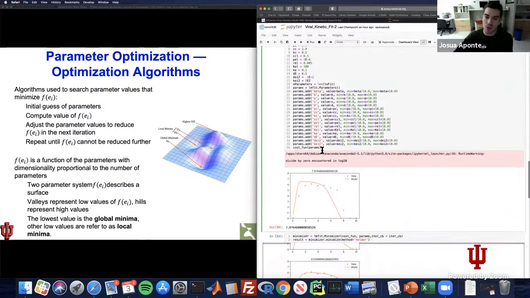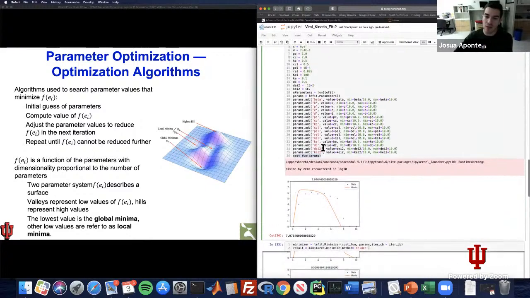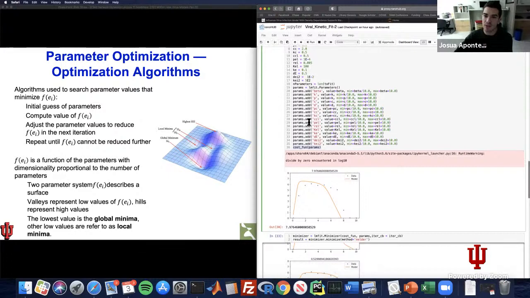Once we run the cost function with the original values of the parameter sets, we get this comparison between our initial guess and the model.